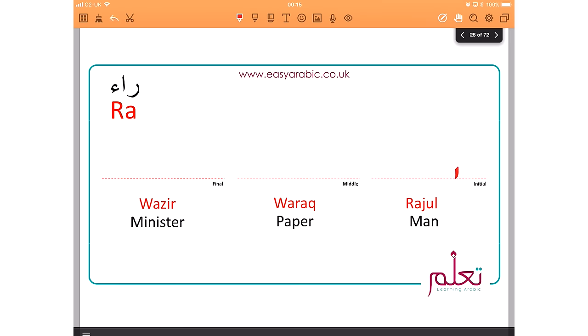Looking at some examples, we start with rajul. We have the ra, then we have the jim, and then the lam. Rajul. Next one is waraqa, so we have the waw, then the ra, then the qaf, the two nuktas, and ta marbuta at the end.